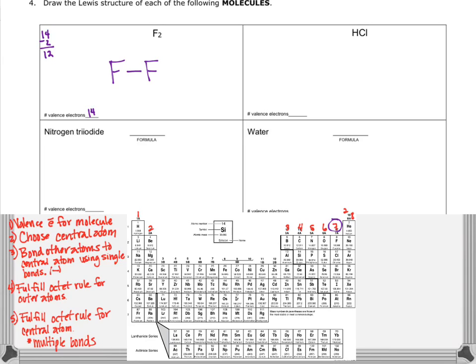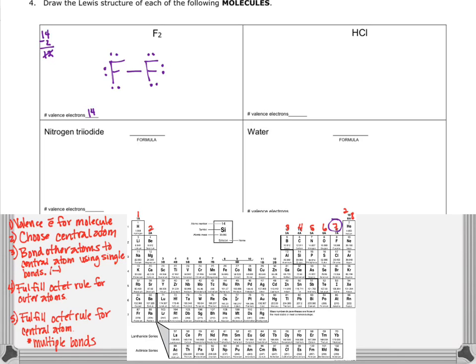Okay, so I have 12. My next step is to fulfill the octet rule for outer atoms. So in this case, I have 12 electrons left over. I need to split them between these 2 fluorines, so each one gets 6 electrons. So here's 1, 2, 3, 4, 5, and 6. 1, 2, 3, 4, 5, and 6. I've used up all 12.